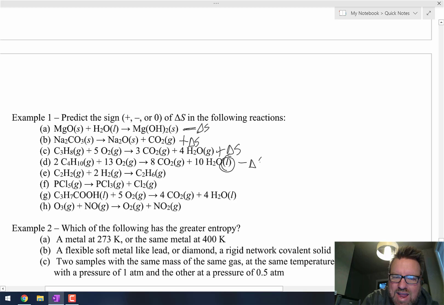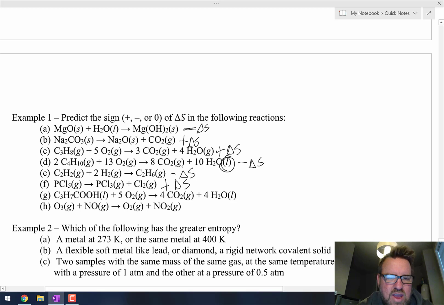That is a negative delta S. Okay, on letter E, you're going from 3 gas particles to 1. That again is a negative delta S. That's becoming more ordered. Letter F, you're going from 1 gas to 2 gases. So that's a positive delta S.